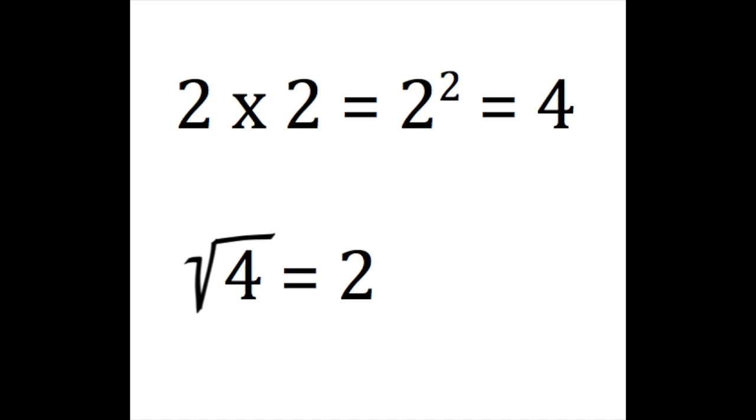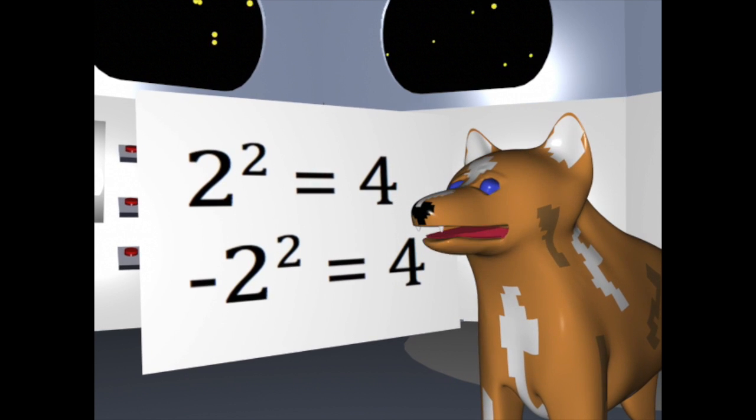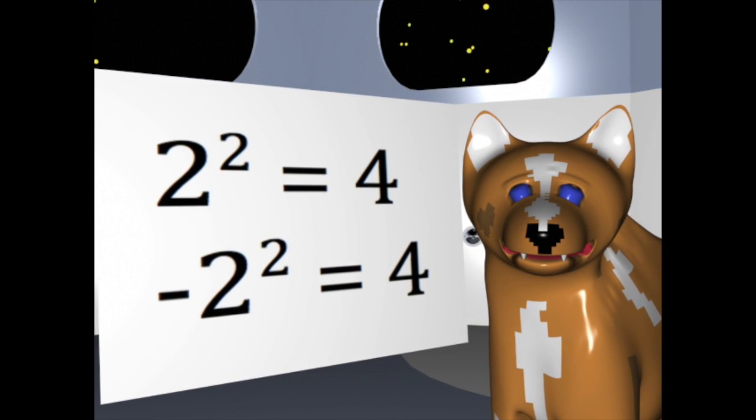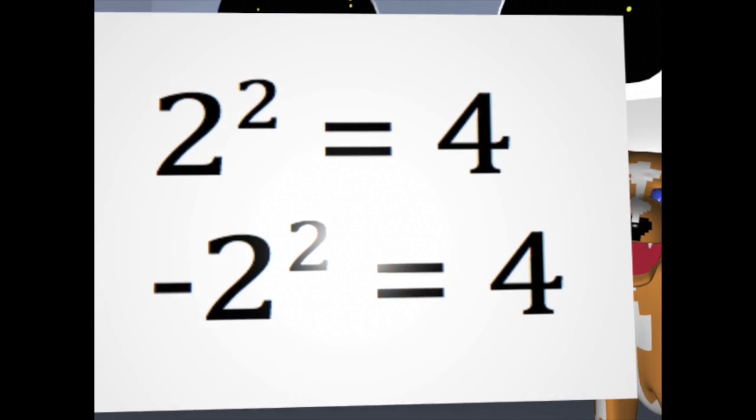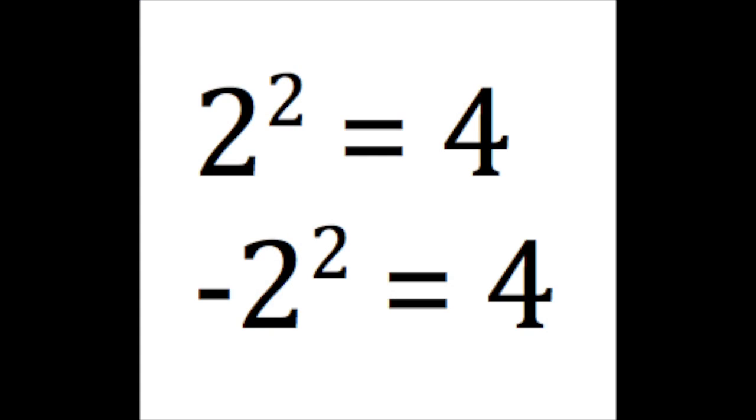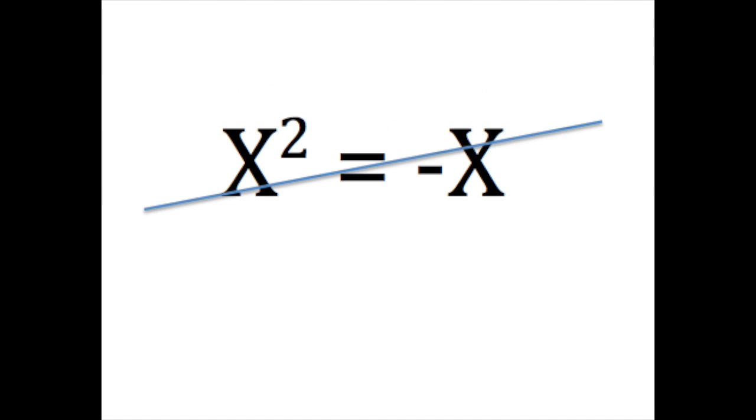So, 2 times 2 is 2 squared, which equals 4. And the square root of 4 equals 2. Also remember that if we square a positive number, we get a positive number. If we square a negative number, we still get a positive number. In fact, there is no number that exists that you can square and then get a negative number.